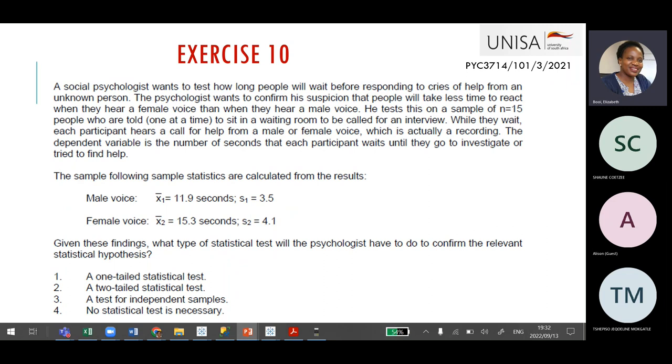Exercise 10 as well. You should be able to answer whether this is a one-tail or a two-tail by reading the question and identifying keywords such as less than, greater than, more than, equals, or between. I'm just looking at keywords, but you need to be able to read the sentence and take note of what is given in the sentences.